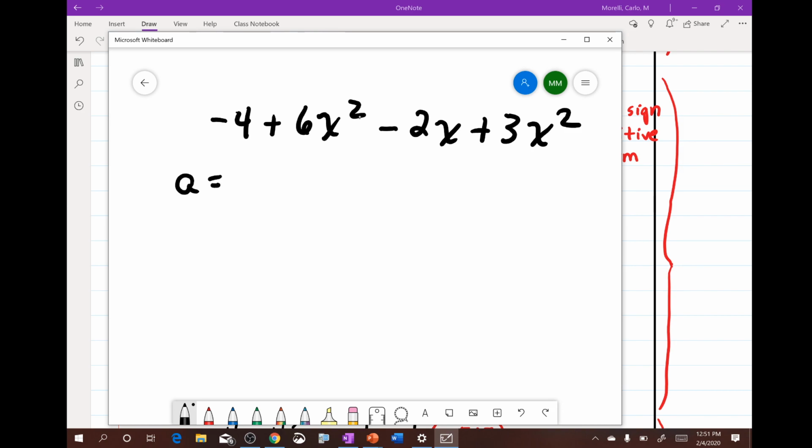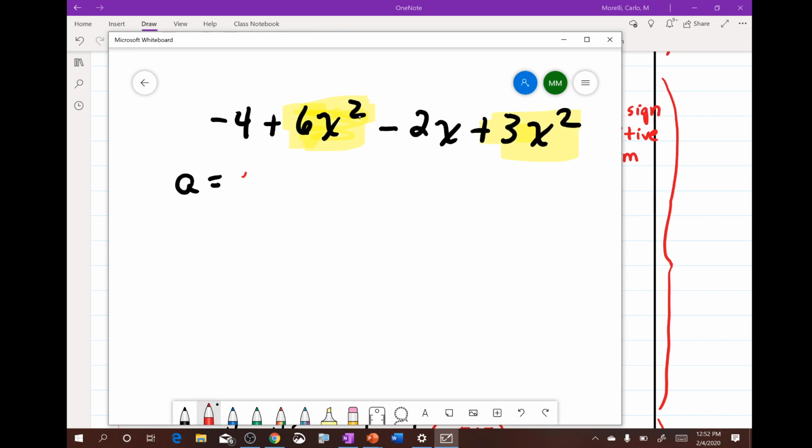What's A? What'd you say? Wait a minute. What'd you say? -4. Yes. So it'd be 9x. Because you combine the two like terms. 6x plus 3x equals 9x. So you add the 6 and the 3.